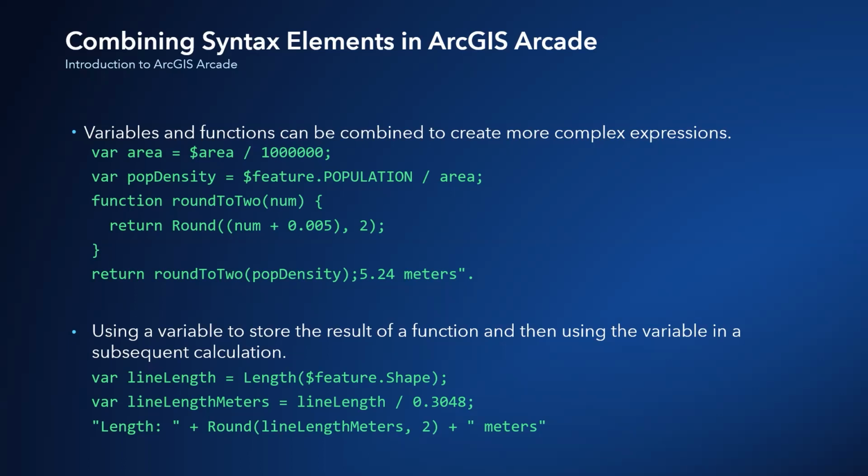And finally, the result is going to be used in a label expression to display the length in meters. Assuming the feature.shape represents the length of a line feature, the value returned would be a string that displays the length for the line in meters, rounded to 2 decimal places. For example, if the length of a line is 50 feet, the code would convert it to 15.24 and then return the string length 15.24 meters.